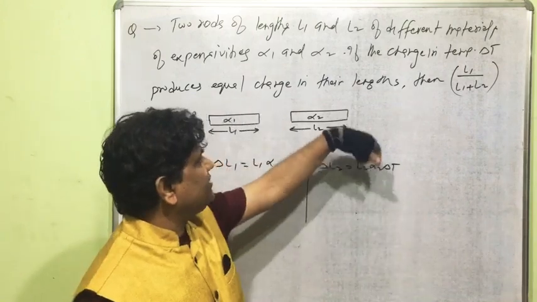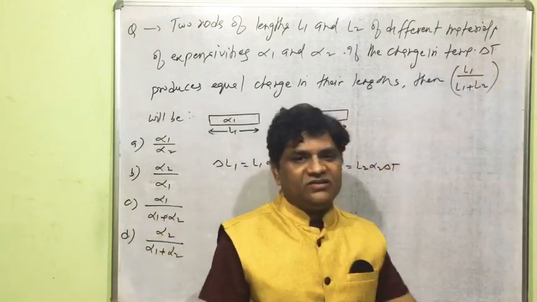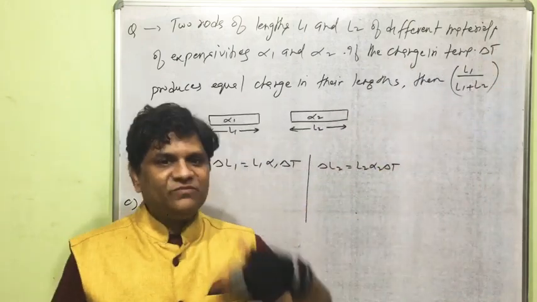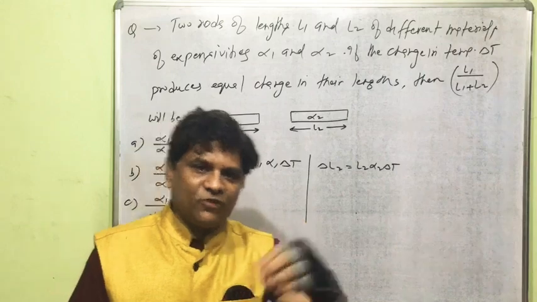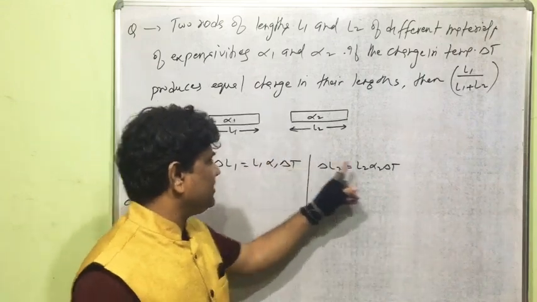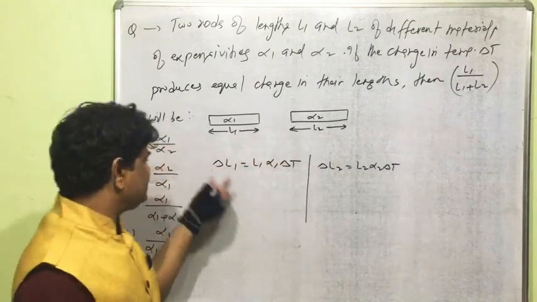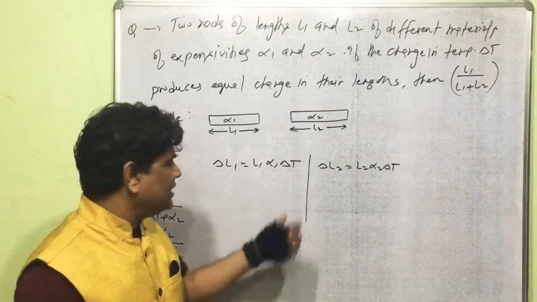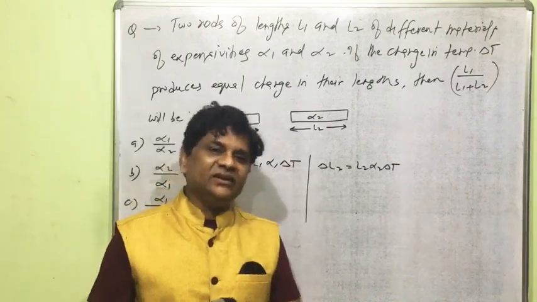The reason is simple: the change in temperature delta T is given as the same for both rods. So it is delta T, and it is also delta T. This is the change in length of the first rod, and this is the change in length of the second rod.